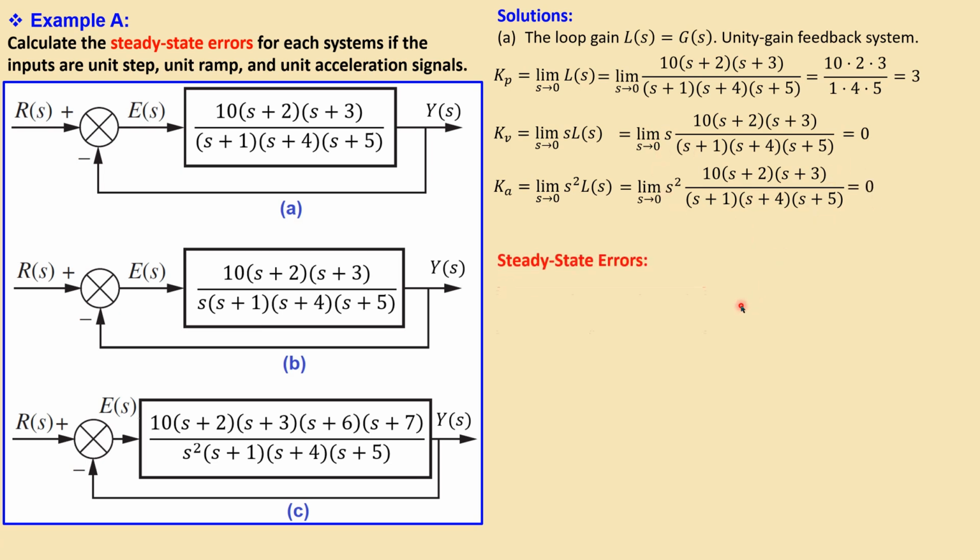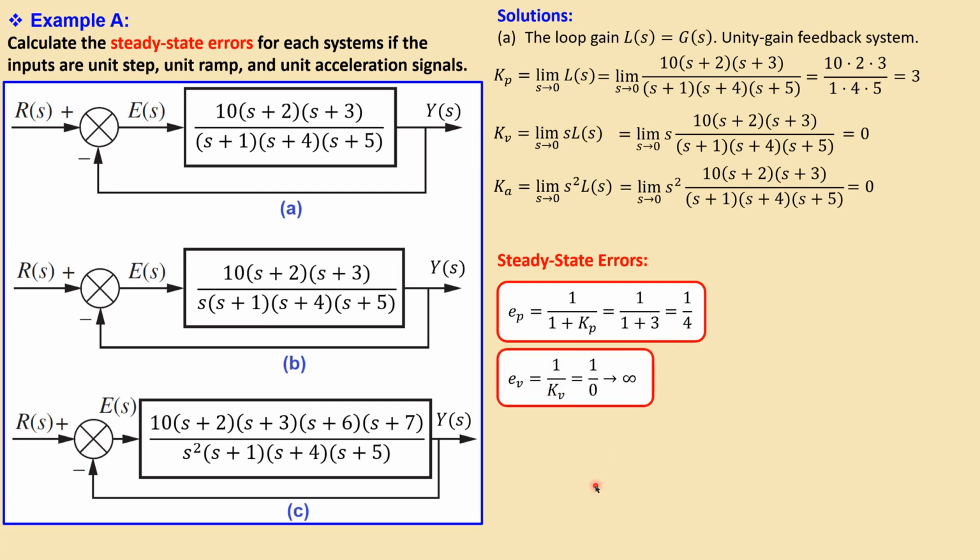Now the steady-state errors for this situation, only for question A, or the configuration in A. In this case, Kp was 3, so I have 1 over 1 plus 3, which is 1 over 4. So my error is 1 over 4, so 0.25. For the velocity error, I have infinite because the constant was 0. And the error for acceleration is also infinite because the constant for acceleration was also 0.